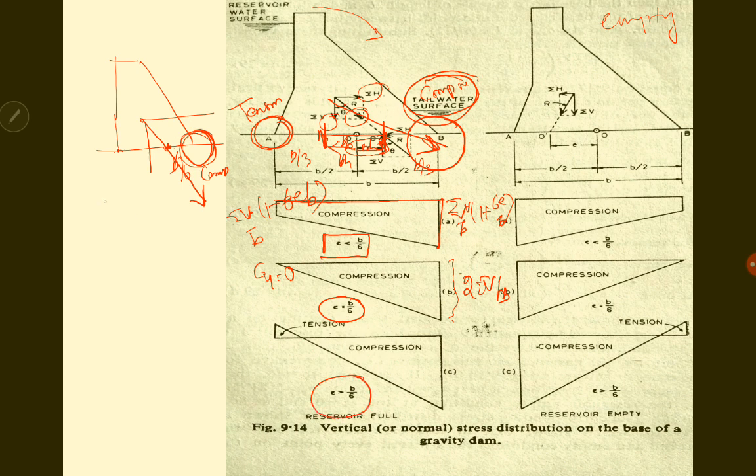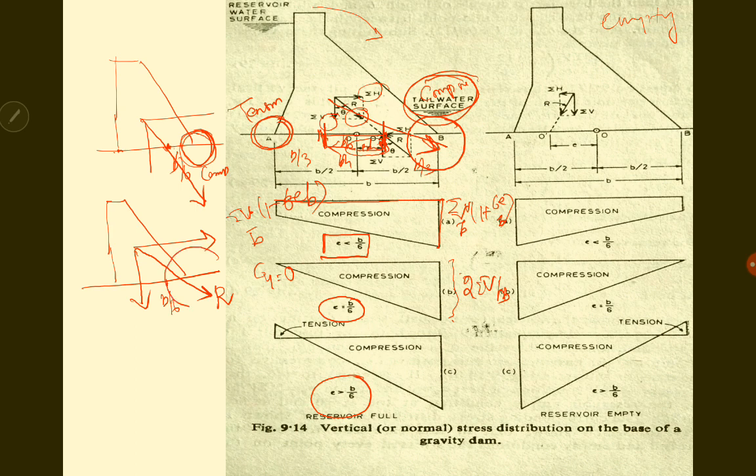That is, the resultant is further moving outward. Otherwise, you can say that the horizontal force is increasing. In that case, the resultant will be moving towards the horizontal force, and the resultant is now beyond the b by 6 value. Now what will happen?